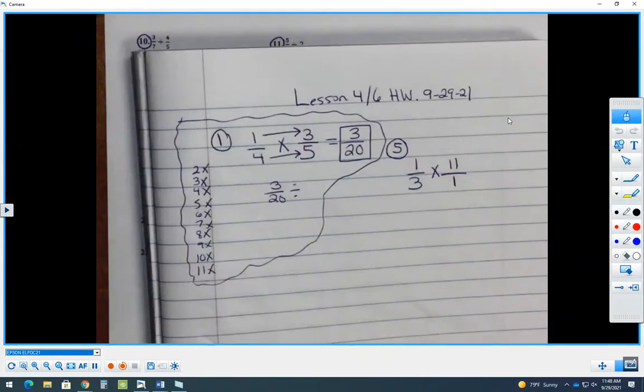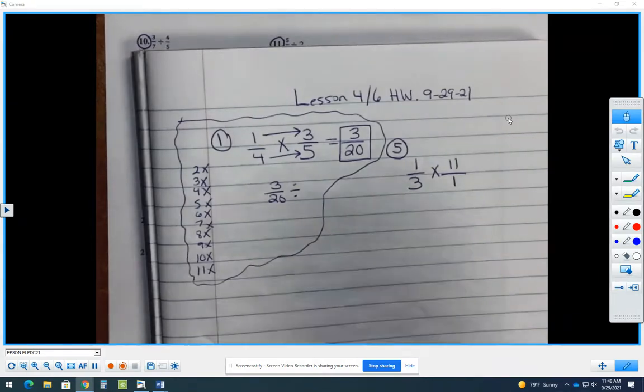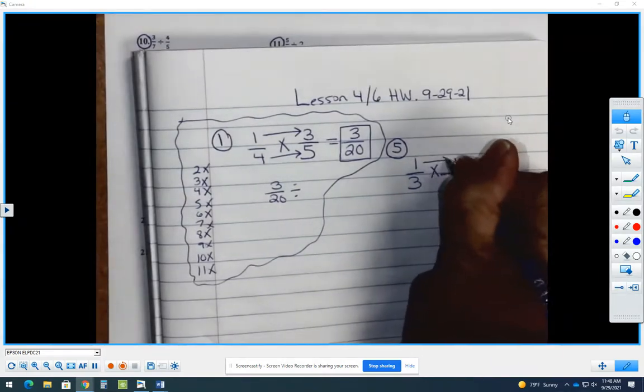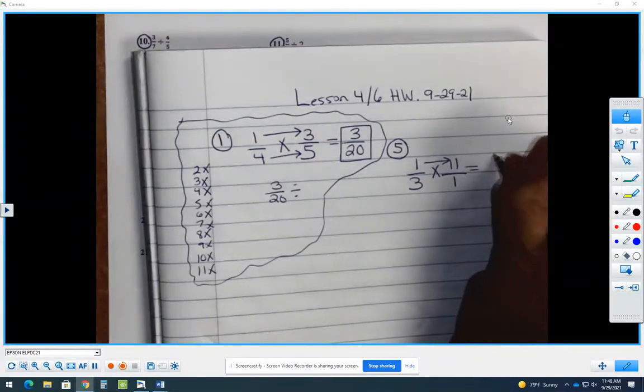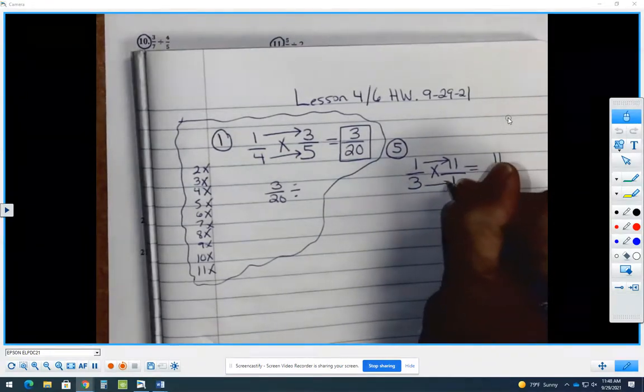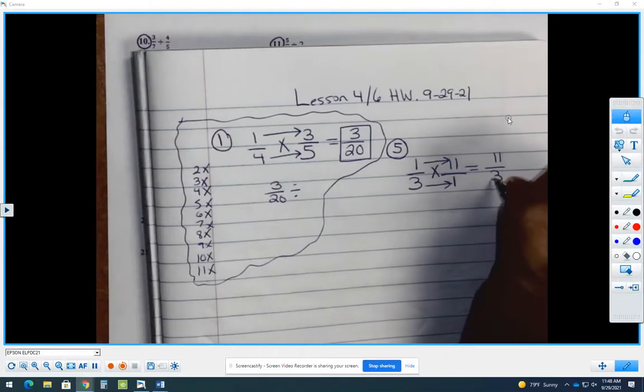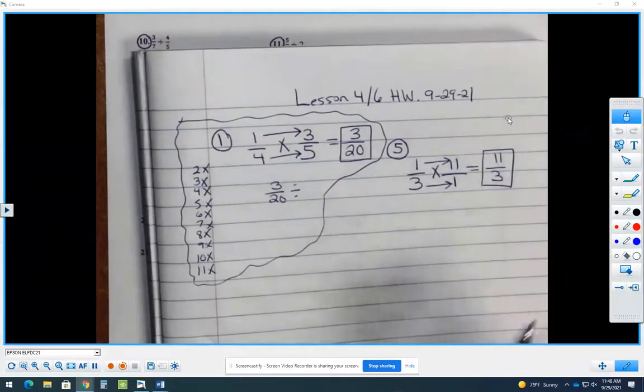So, now is it ready? Yeah, so now I can start multiplying. What's 1 times 11? 11. I like to do an arrow like this so you can know that I'm doing 1 times 11, 11. 3 times 1 is 3. The answer looks like 11 thirds, 11 over 3.